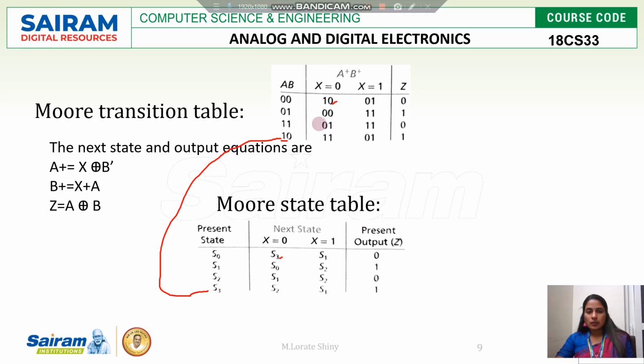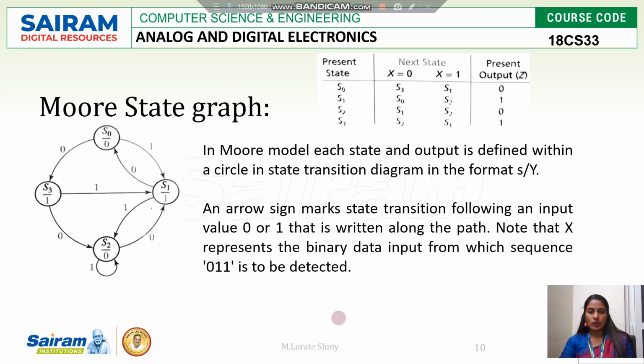Okay. Next, one more I will check. This 0 1. 0 1 is S1. So in the place of 0 1, I will write S1. Here we will check 1 1. 1 1 is S2. So in the place of 1 1, I will write S2. Z remains same. Okay. So first I will write the transition table from the next state equation expressions. Then that I will convert into state table. Then state table I will convert to state graph.